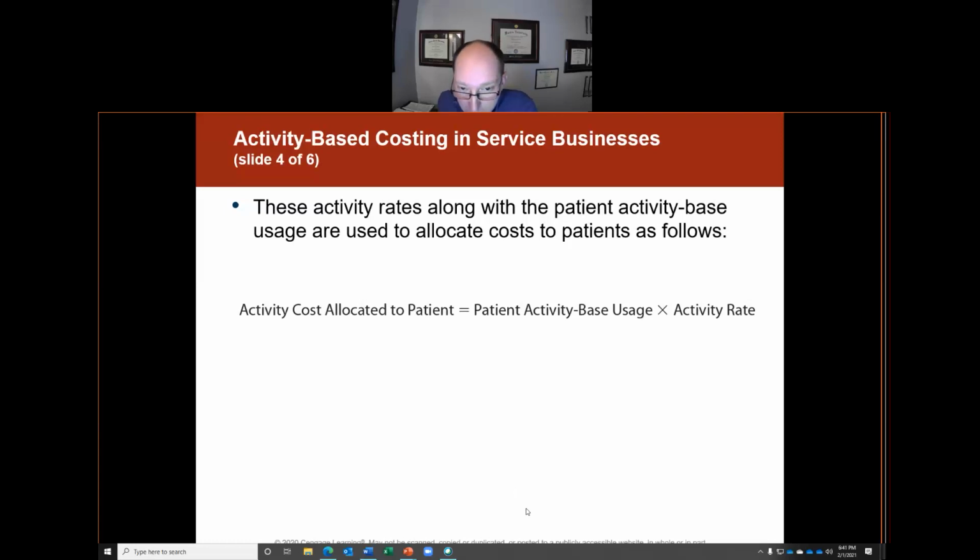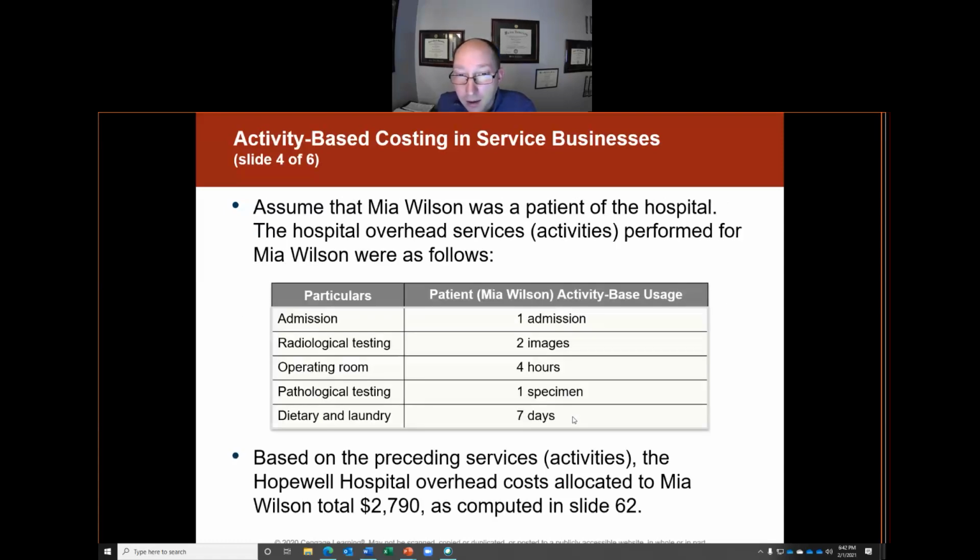So how do we allocate it to our patient? It's based off of the number of images or the number of days or whatever it is that the patient uses times the rate, the activity rate. So here's our patient. Our patient was admitted. That's one admission. The patient utilized 2 images from radiology. The patient was in the operating room for 4 hours. The patient provided 1 specimen for pathology testing. And the patient was with us for 7 days.